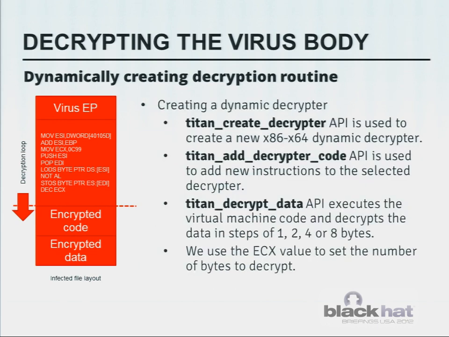So to create a dynamic decryptor, you just call create decryptor, which creates a new handle to which you add code. The code you add can be stored in two streams. One is the initialization stream, which is executed only once, and the other one is the actual code stream, which is executed for every pass of the decryption loop. And the decryption loop occurs ECX times. So once you actually decrypt data with a call to the decrypt data API, all the code has been decrypted.